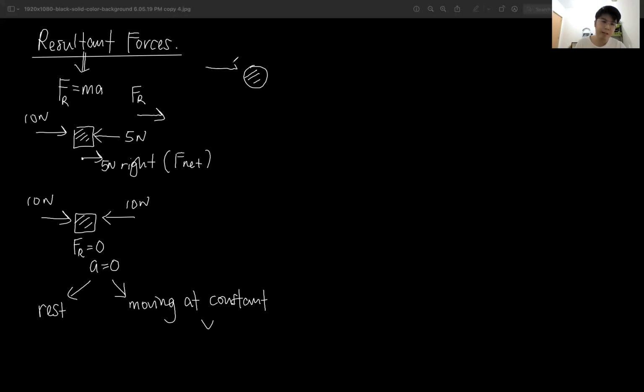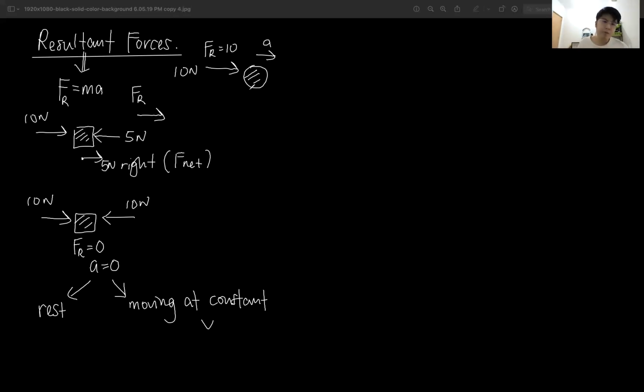Okay, you apply a 10 Newton force to the right, and this force is a resultant force. Okay, this is the only force to the right. So this one becomes the resultant force, and it will create an acceleration, right? The acceleration is also to the right. Now, if it's accelerating, that means it is gaining speed.